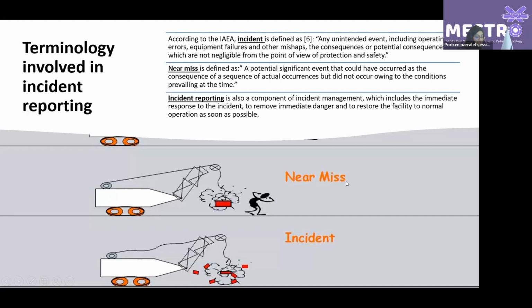This simple picture can explain the difference between a near miss and an incident. In order to learn from all these incidents, we have to have an incident reporting system, which includes immediate response to an incident, to remove immediate dangers, and to restore the facility to normal operation as soon as possible.